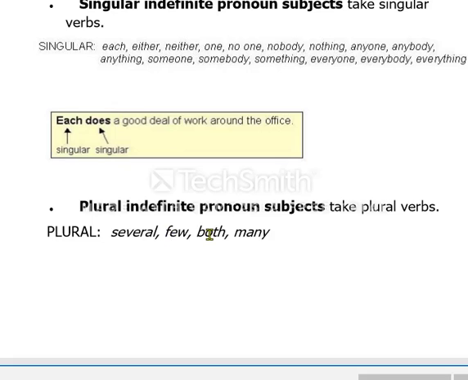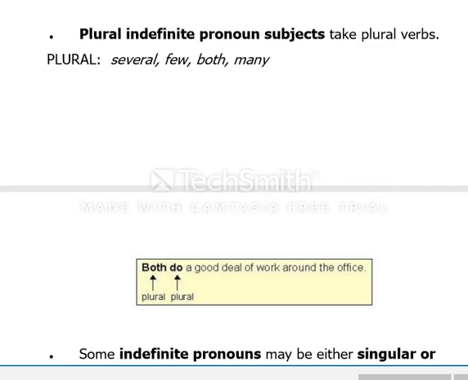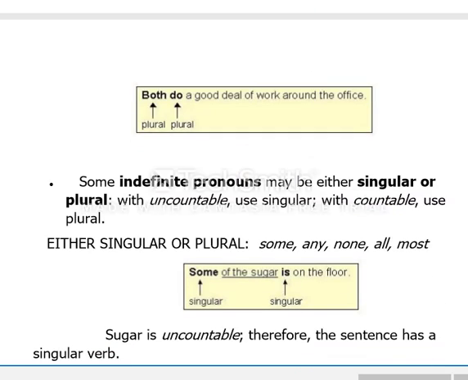Now see, when the subject is both, it is in plural form, so we have omitted the es that was earlier with each. Just put your attention towards each does. Now here you see that both do a good deal of work around the office.